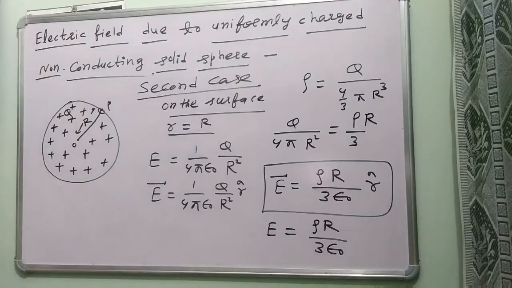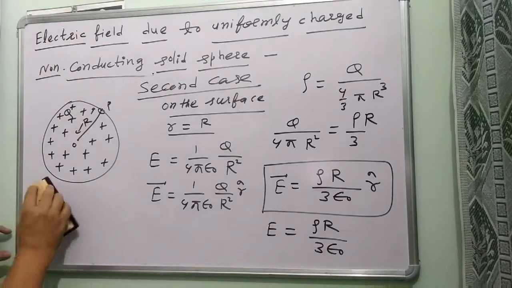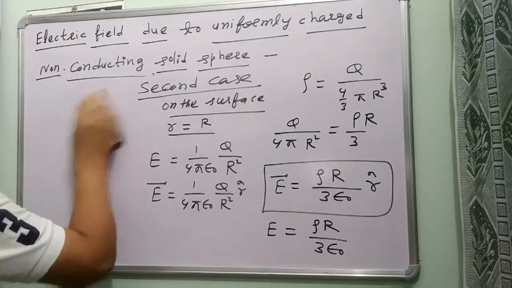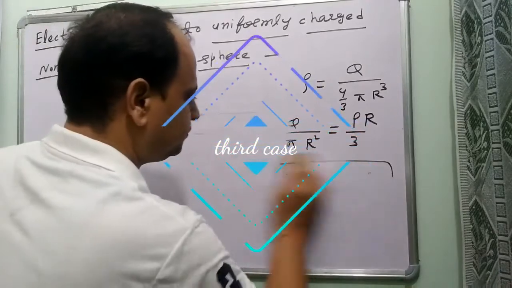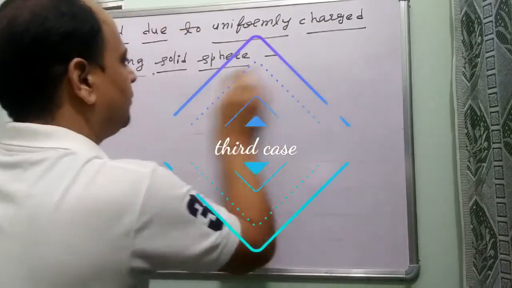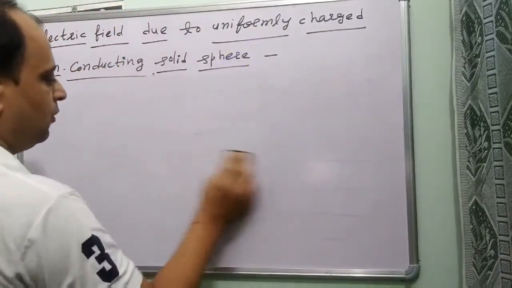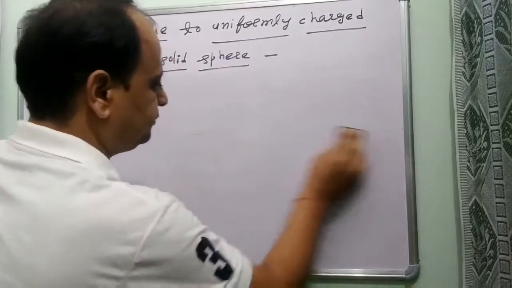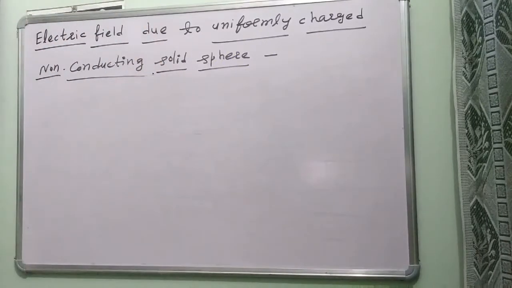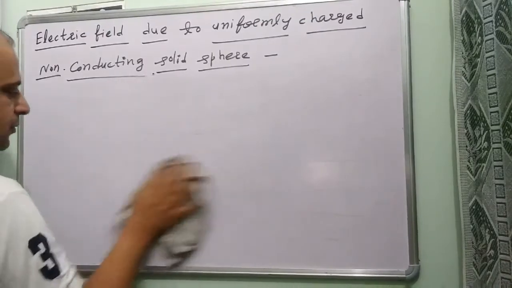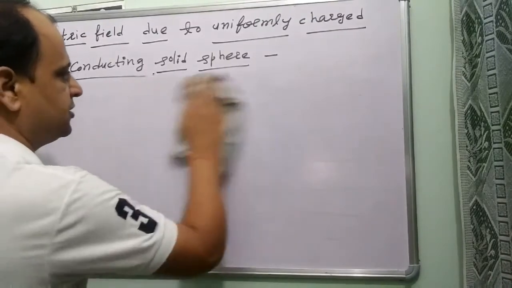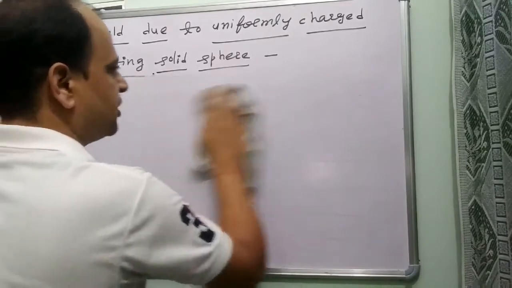Now we consider the third case. This is very important. Inner side of the solid sphere. We know the solid sphere is uniformly charged by Q charge.